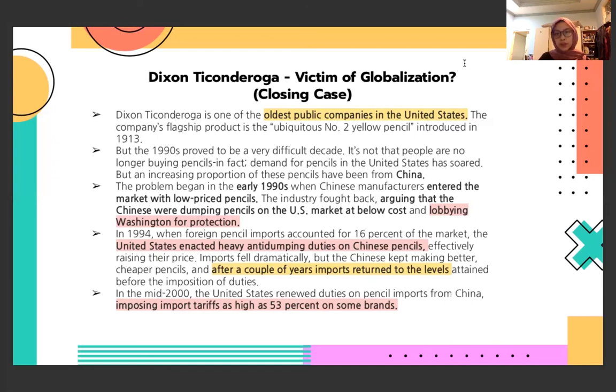Imports fell dramatically, but the Chinese kept making better, cheaper pencils, and after a couple of years, imports returned to the original levels attained before the imposition of duties. In the mid-2000s, the United States renewed duties on pencil imports from China, imposing import tariffs as high as 53% on some brands.